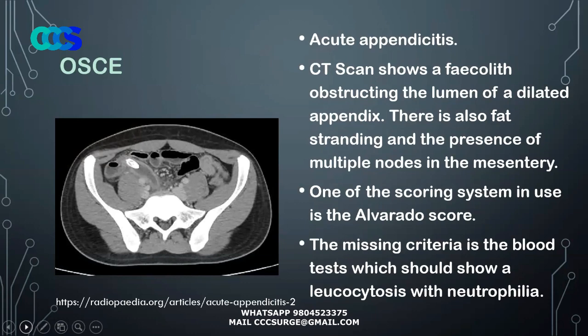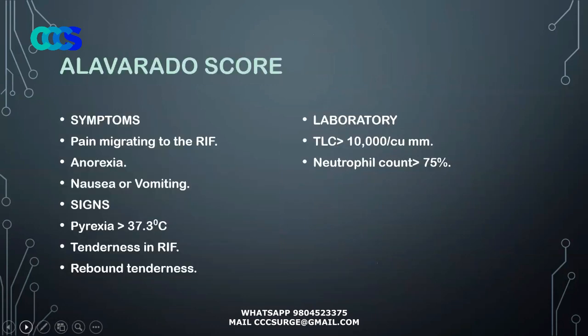So what are the components of the Alvarado score? These are the symptoms of the Alvarado score. You have pain migrating to the right iliac fossa, which I just described, together with anorexia, nausea, vomiting, all of which are there. What are the signs? You should have a temperature more than 37.3 degrees Celsius, tenderness in the right iliac fossa, and rebound tenderness. So three symptoms, three signs. Remember that's the Alvarado score.